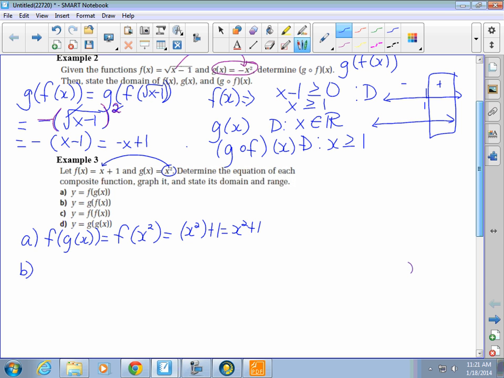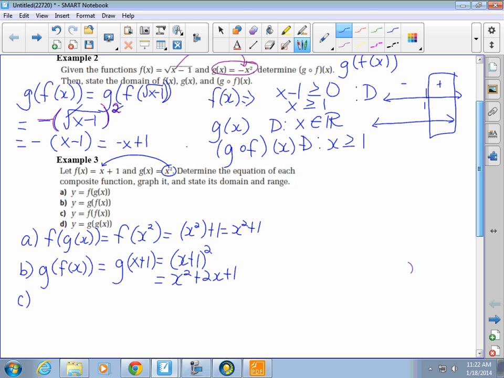B, the g of f of x. That means that wherever there's an x in the g function, I'm going to substitute in x plus 1, because that's what f(x) is. So g(x) is equal to x squared, which means I'm going to substitute in (x plus 1) squared. Remember, when you square a binomial, you get a trinomial, so this is x squared plus 2x plus 1.